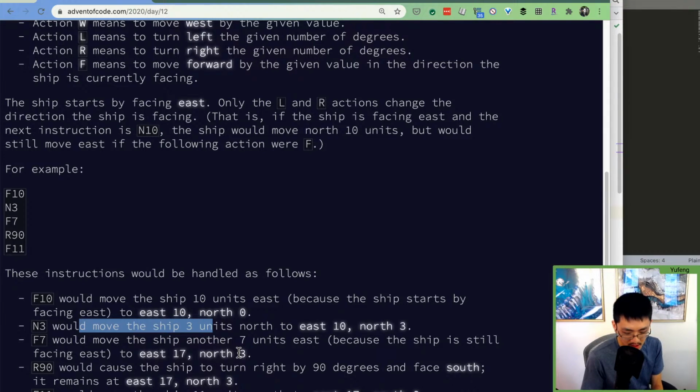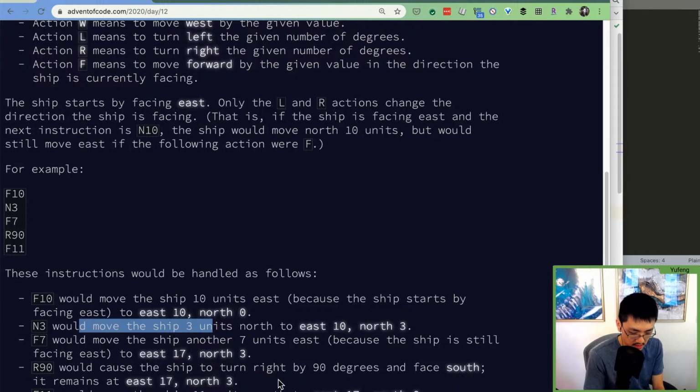All right, so it goes east 10 units. And so it's like on a coordinate axis of east-west and north-south, the location is east 10, north 0. We're probably going to translate to X and Y at some point. North 3 would move the ship 3 units north, to north 3. East 10, yep. Forward 7 would move the ship another 7 units east because the ship is still facing east, to east 17. R90 would cause it to turn 90 degrees and face south.